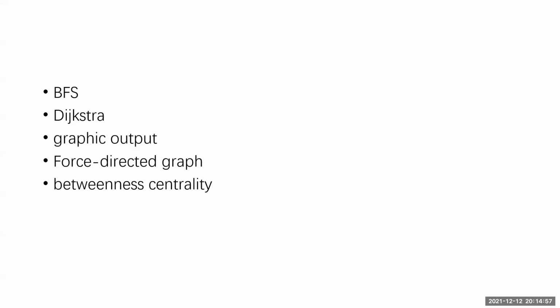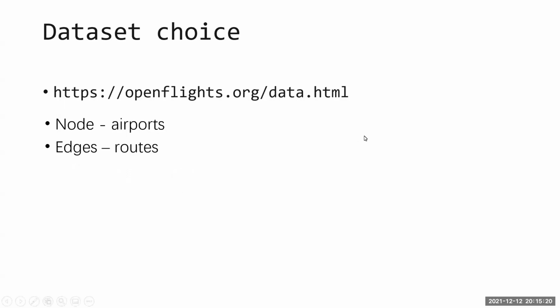And during our code implementation, we find another interesting topic, which is the importance of the airports. And we added the betweenness centrality as one of our group project's goals. And we managed to accomplish all the goals listed above. And because we are interested in flights and airports, we use the OpenFlights data set, and we use airports as nodes and routes as edges in a graph.